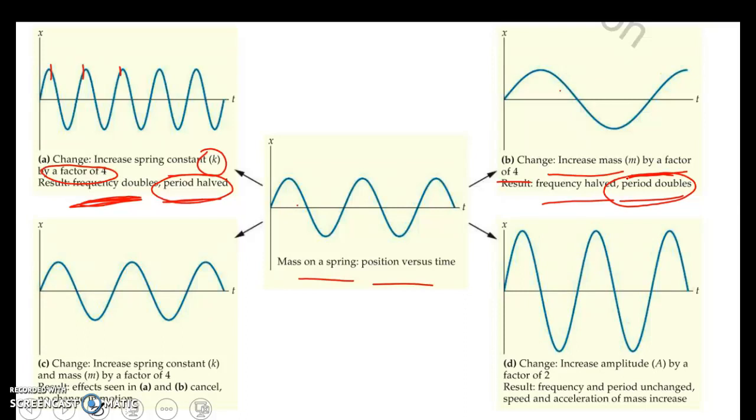Here the change is going to be increased spring constant and mass, both by a factor of 4. If we increase both by a factor of 4, the graphs are exactly the same. What if we increase amplitude by a factor of 2? So we're increasing amplitude. Frequency and period remain unchanged. Speed and acceleration increase, but frequency and period remain unchanged. When we change amplitude, we change the speed and acceleration of the mass, not the period. Just some things that could happen with the spring system, and again, we'll look at some of those.